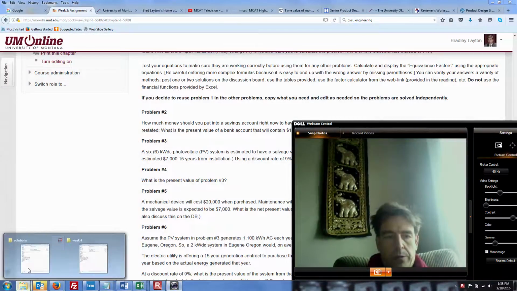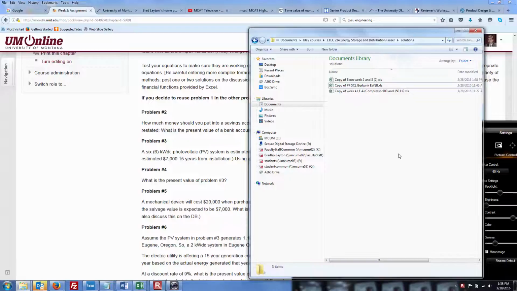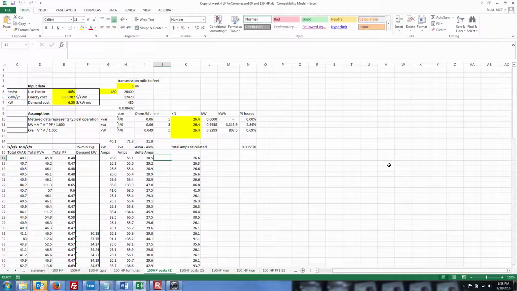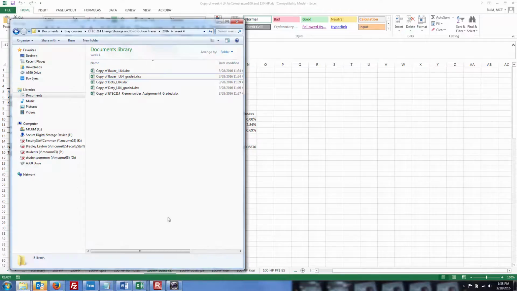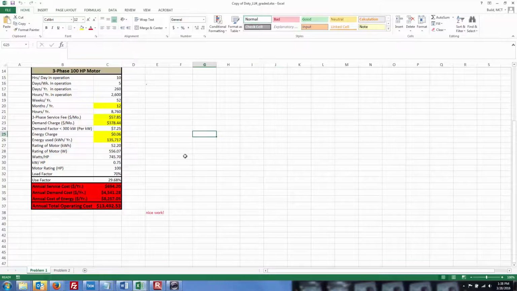And I've got the solutions here. Week 4, air compressor. Okay. And I kind of want to pull up Doty's week 4. I think he did a pretty good job here. So let's just kind of bang through it.